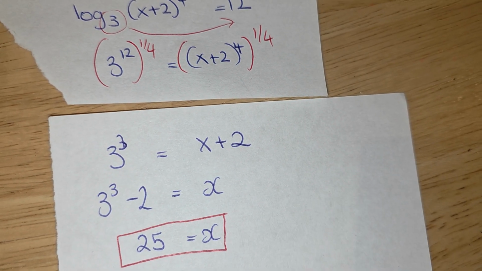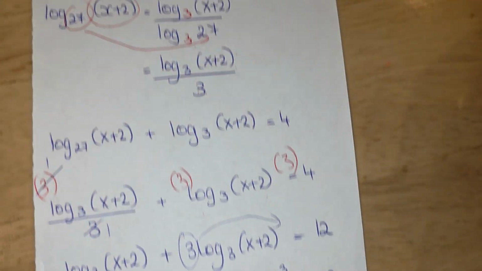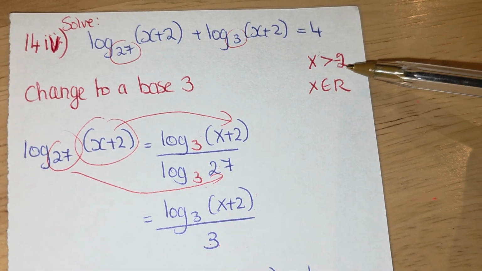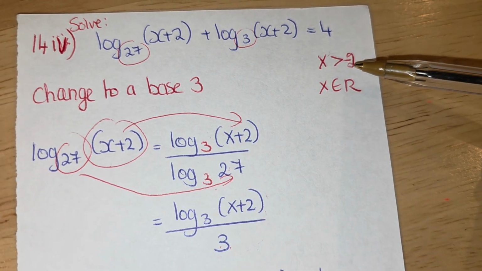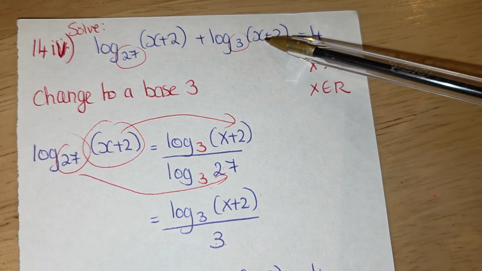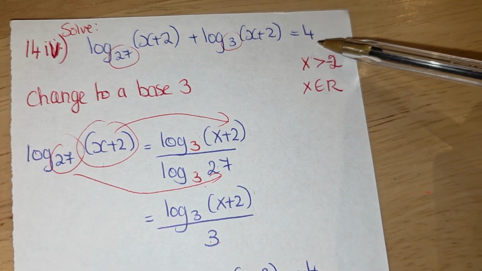and you've found x. You can check if that's correct, and if I go back up here, they did say that x had to be greater than minus 2. Well, 25 is definitely greater than minus 2, and if I sub 25 in for x, the whole thing will equal 4, so I know I'm correct.